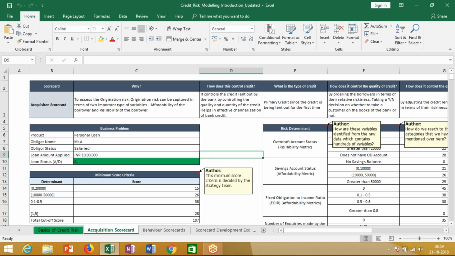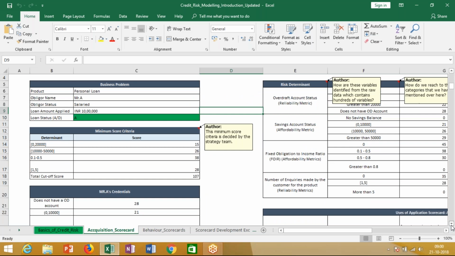And what we did over here was we had used a dummy application scorecard, right? And we had tried understanding how an acquisition scorecard actually works. So in this respect, what we have seen is there is a Mr. A who comes and asks for a personal loan. This Mr. A is a salaried guy and he's asking for a loan worth 10 lakhs. Now the question that comes out is: should the borrower be given the loan or not? Should it be an accepted decision or a declined decision?